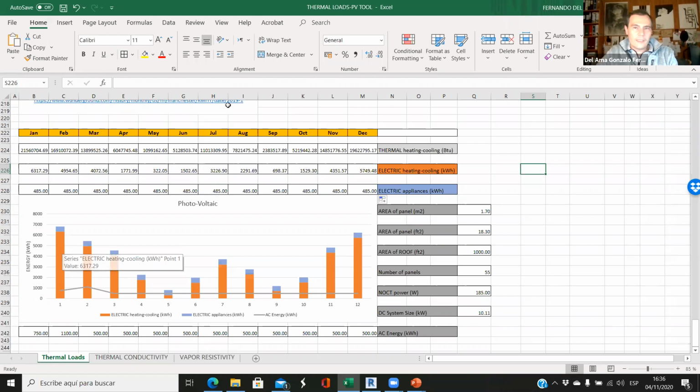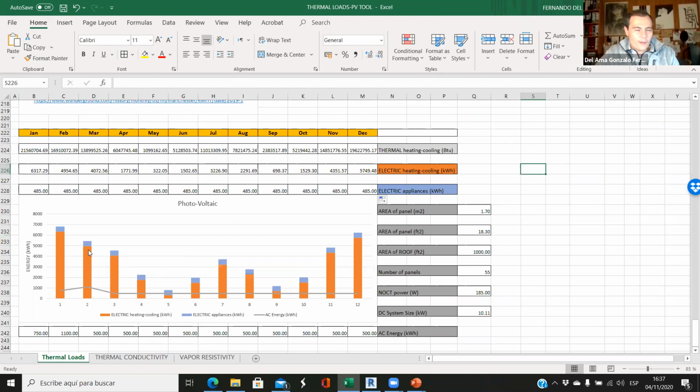If you're working with your design 2 building, this might be different, okay? Because in design 2, the building is larger than in design 1. So let's see what happens. So just do this and analyze what happens.